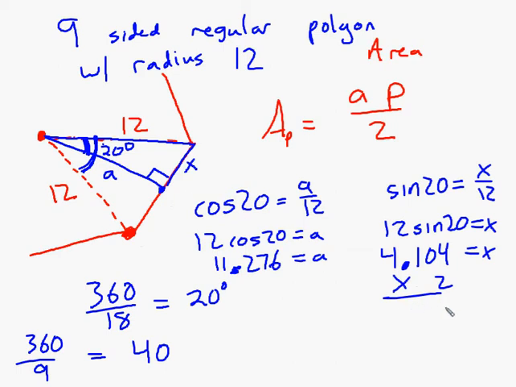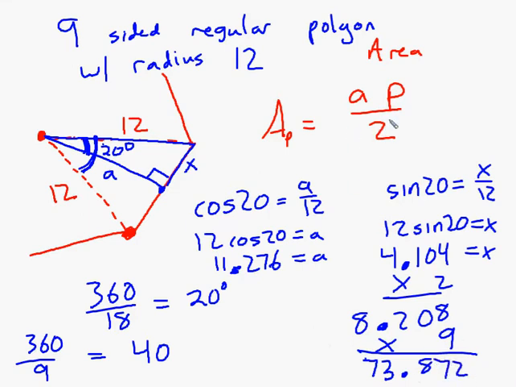And you get 8.208. And then to get the perimeter, I multiply that by 9. 73.872. Now we put all these in.